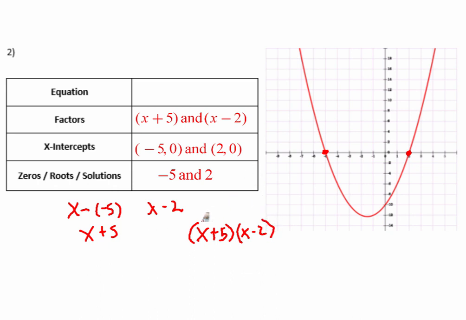So if you remember to do this, we just distribute twice. X times x, x squared. X times negative 2, minus 2x. 5 times x, plus 5x.